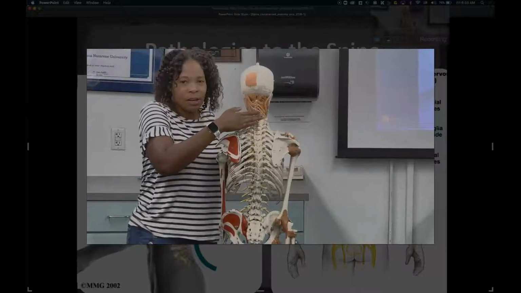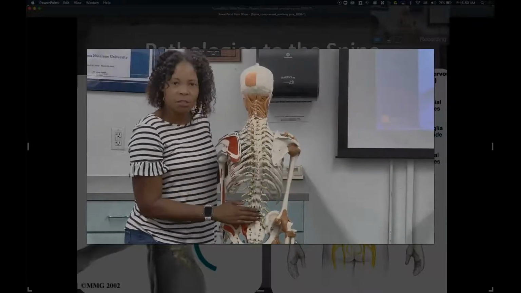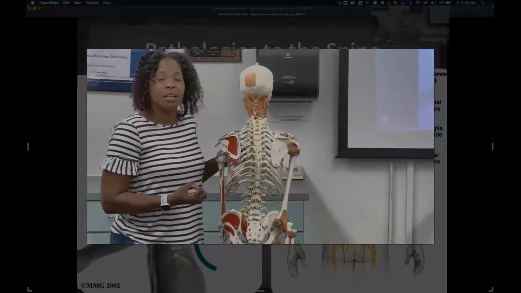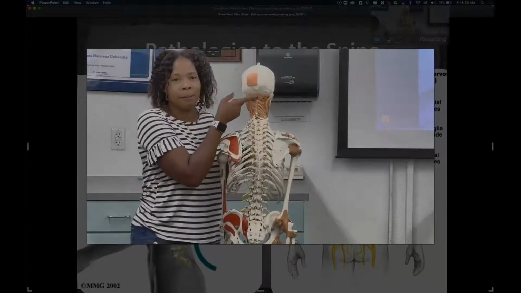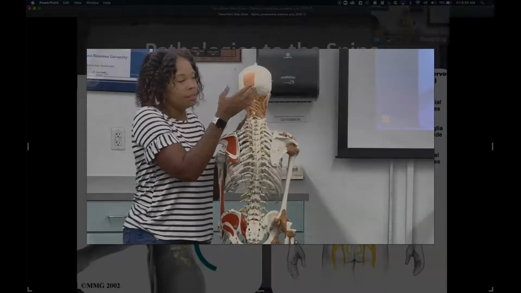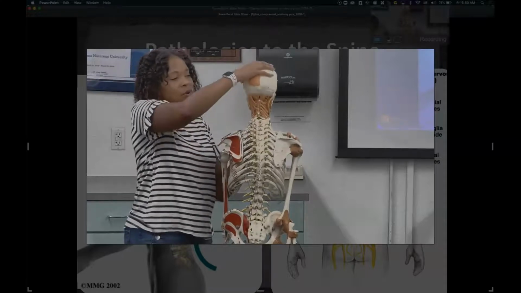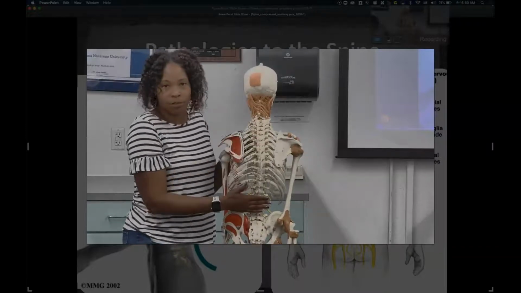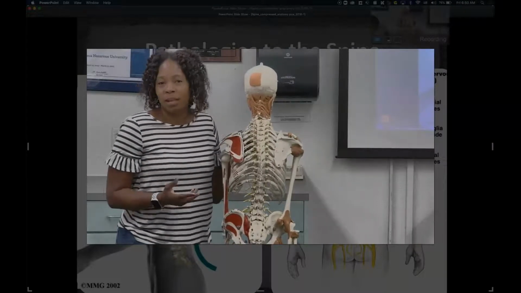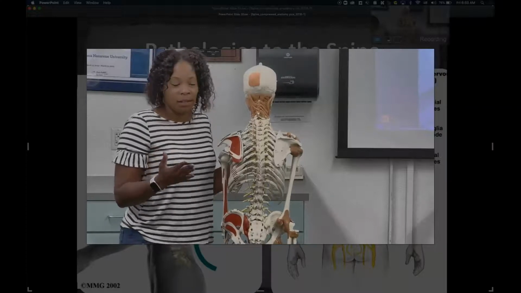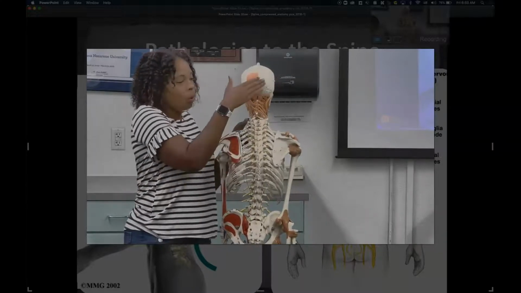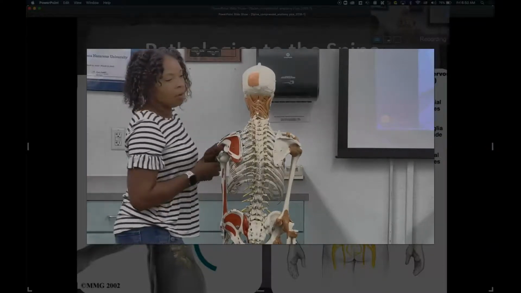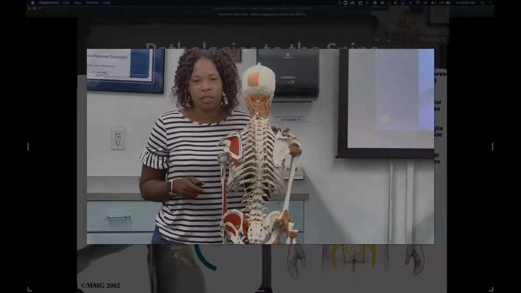And so this lordotic curve and this kyphotic curve and this lordotic curve are extremely important in redistributing and decreasing the amount of force that could be applied to the skull, to flex it, extend it, or rotate it, right? But certainly we're happy that we have these curves. The question becomes, what happens if we have extremes? We have a patient who doesn't have the curves, or who has too much of a curve. Then what are the implications for those particular individuals?